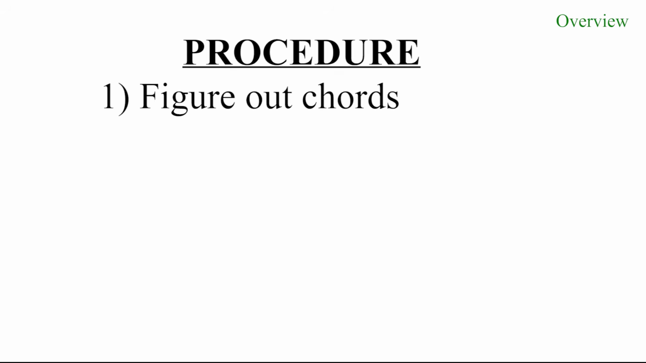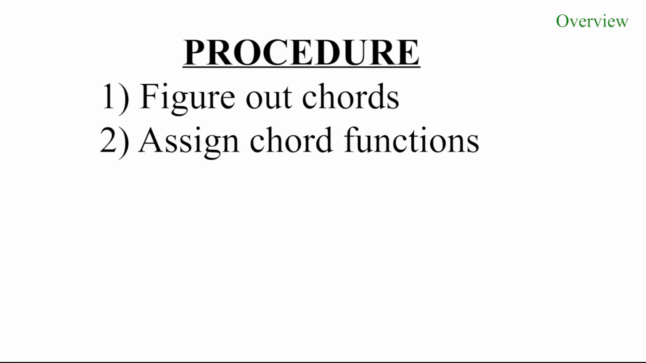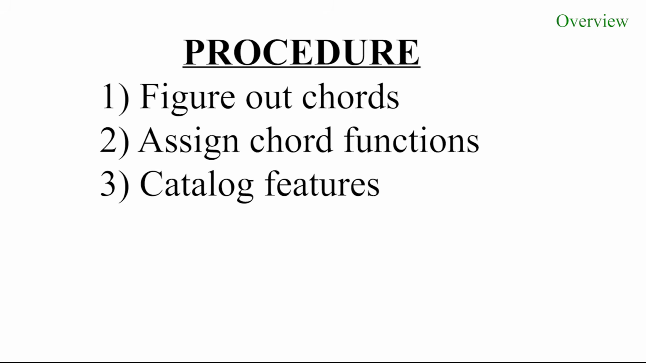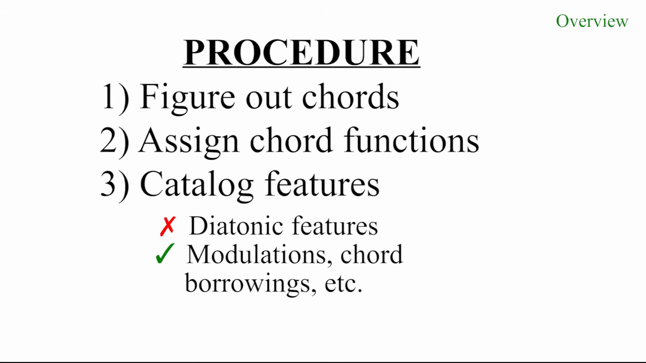Anyway, here's what I did for each track. First, I figured out all of the chords, then I assigned a function to each chord, and finally I cataloged every feature of the resulting chord progression. For this last step, I didn't bother with all the diatonic features that are common to almost all Western music. Instead, I focused on things like modulations, chord borrowings, etc. The end result is a sort of functional harmony dossier for each song.